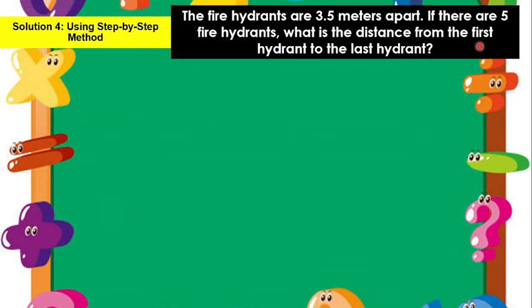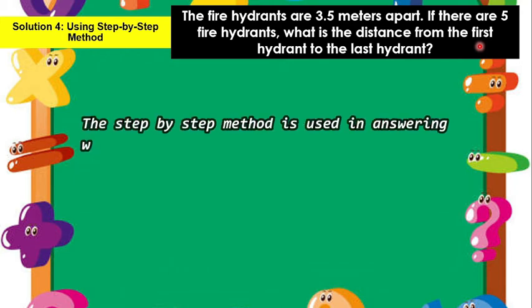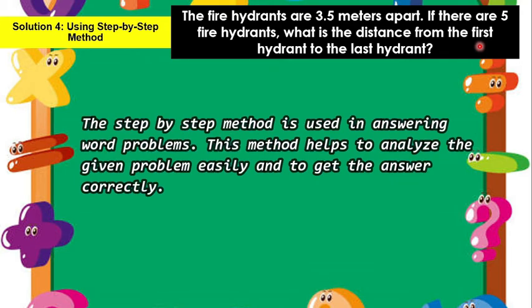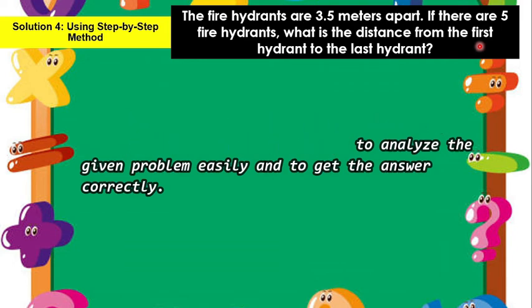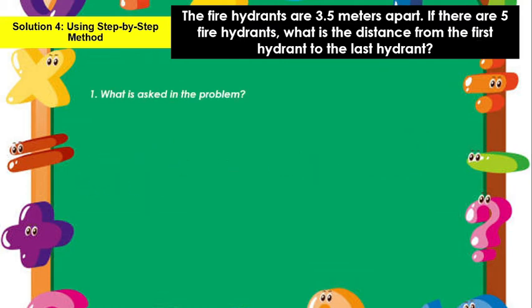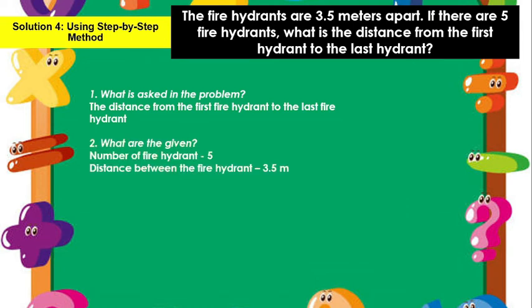So let's try another solution using step-by-step method. The step-by-step method is used in answering word problems. This method helps to analyze the given problem easily and to get the answer correctly. So what is asked in the problem? Good answer. The distance from the first fire hydrant to the last fire hydrant. What are the given? The number of fire hydrants, which is 5, and the distance between the fire hydrants, which is 3.5 meters. What is the operation to be used?